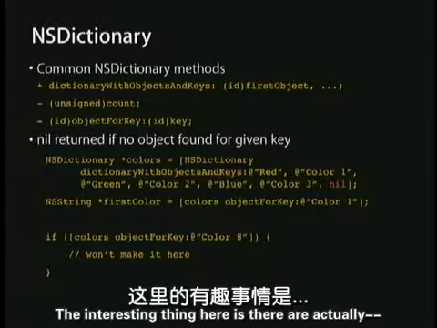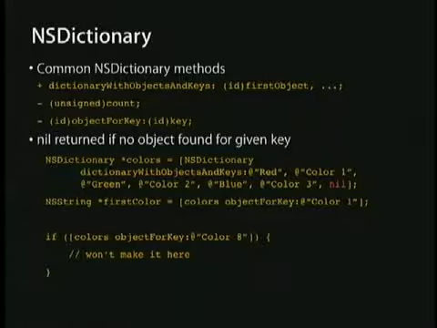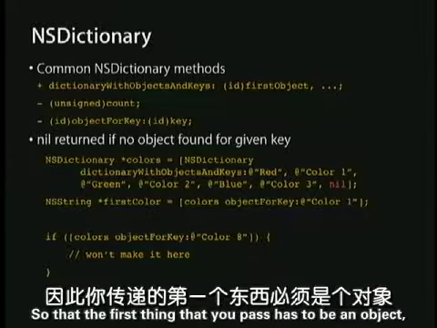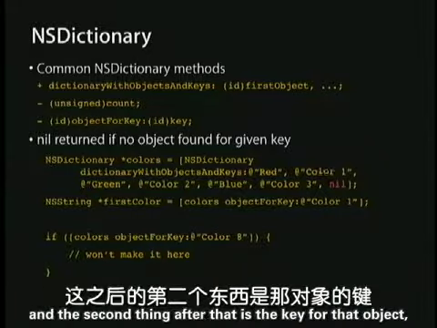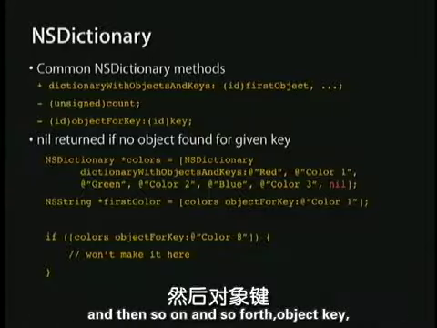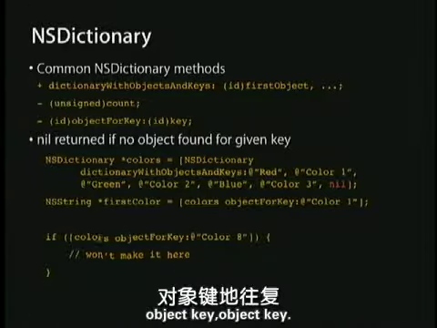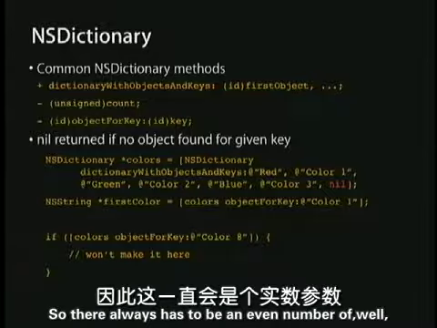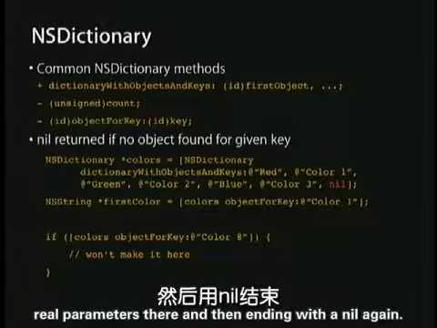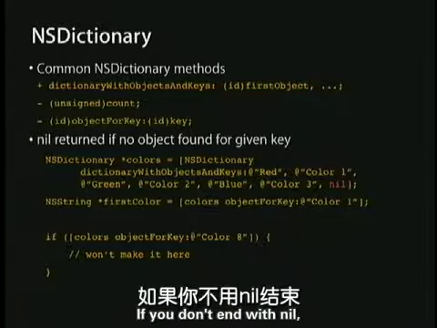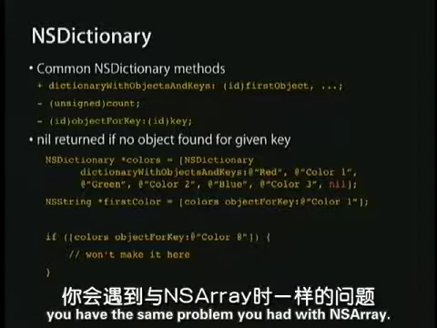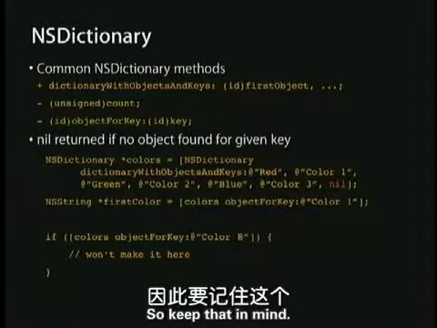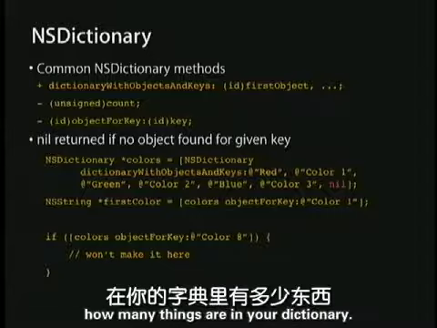The interesting thing here is you switch back and forth between objects and keys. So the first thing that you pass has to be an object, and the second thing after that is the key for that object, and so on and so forth. Object, key, object, key, object, key. So there always has to be an even number of real parameters there, and then ending with a nil again. If you don't end with nil, you have the same problem you had with NSArray, so keep that in mind. You can find out the count, how many things are in your dictionary.